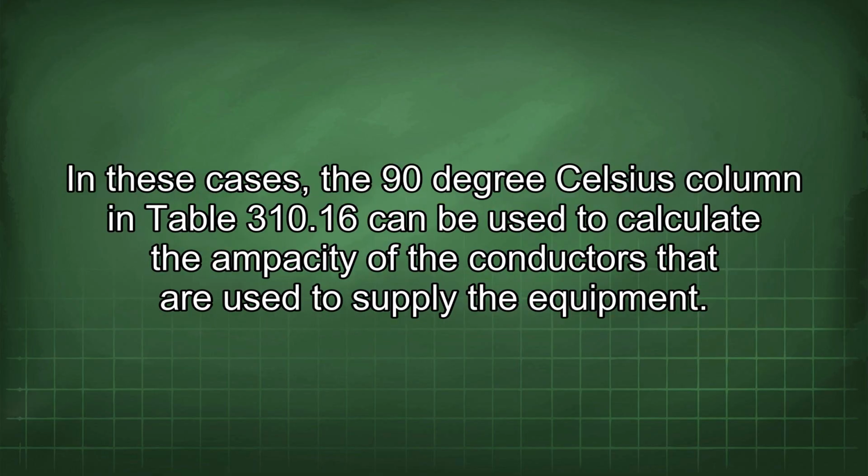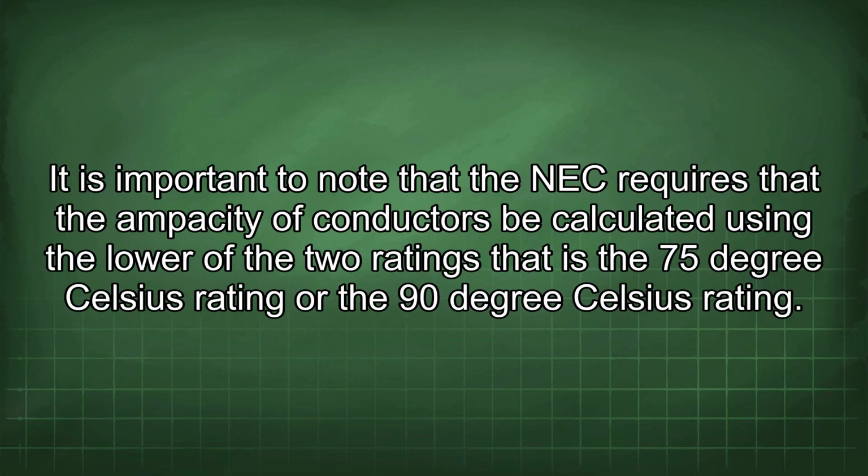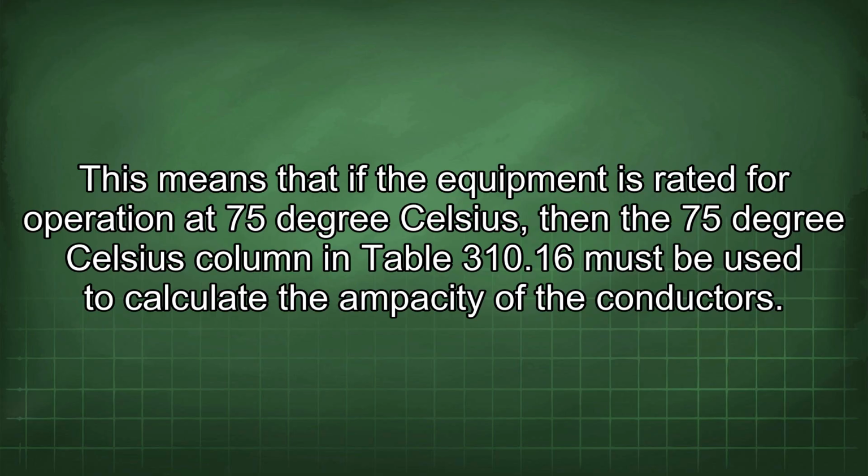In these cases, the 90 degrees Celsius column in Table 310.16 can be used to calculate the ampacity of the conductors that are used to supply the equipment. It is important to note that the NEC requires that the ampacity of conductors be calculated using the lower of the two ratings, that is the 75 degrees Celsius rating or the 90 degrees Celsius rating. This means that if the equipment is rated for operation at 75 degrees Celsius, then the 75 degrees Celsius column in Table 310.16 must be used to calculate the ampacity of the conductors.